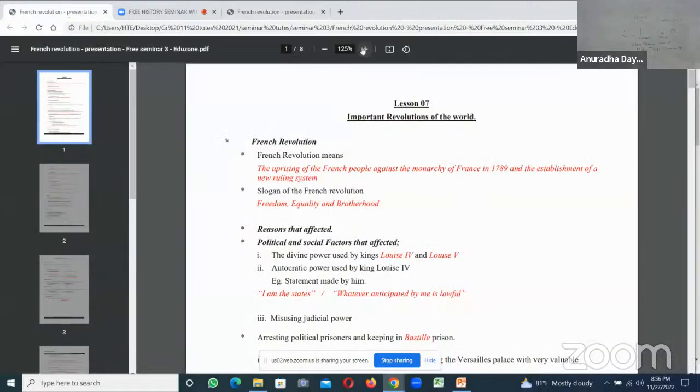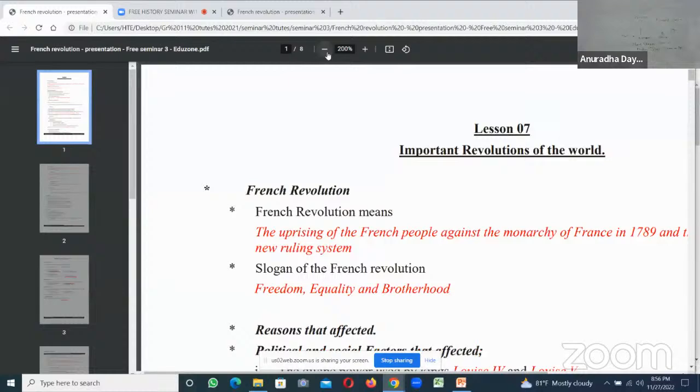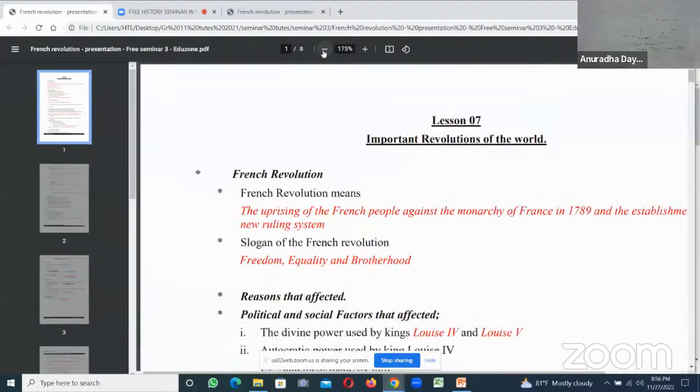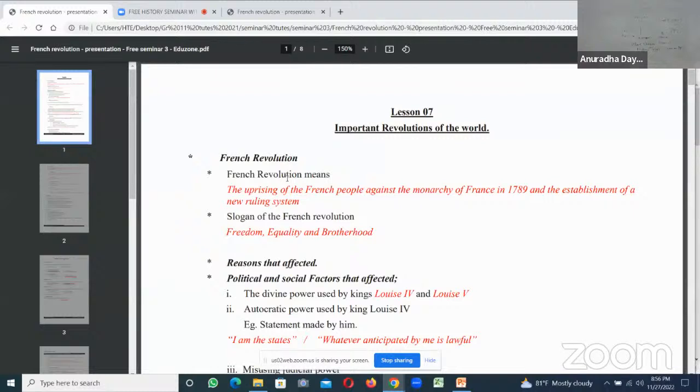Right, so this is the note. I think you can see this, right? This tune I have uploaded. French Revolution means the uprising of the French people against the monarchy of France in 1789 and the establishment of a new ruling system. So the black color things are in your tune, and the red color things are the new things that you have to know, right, on the tune.